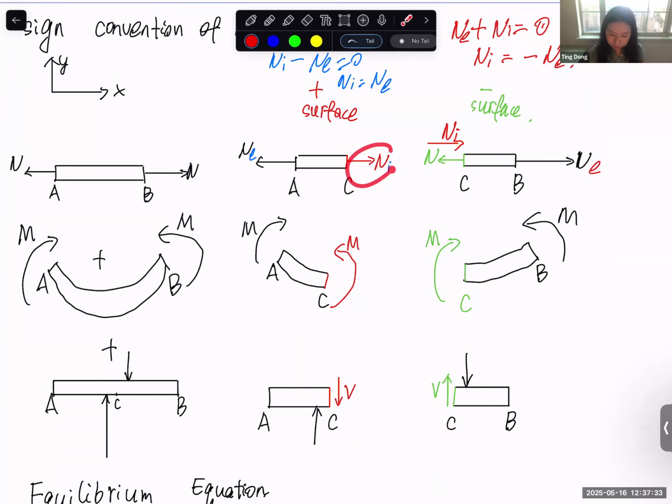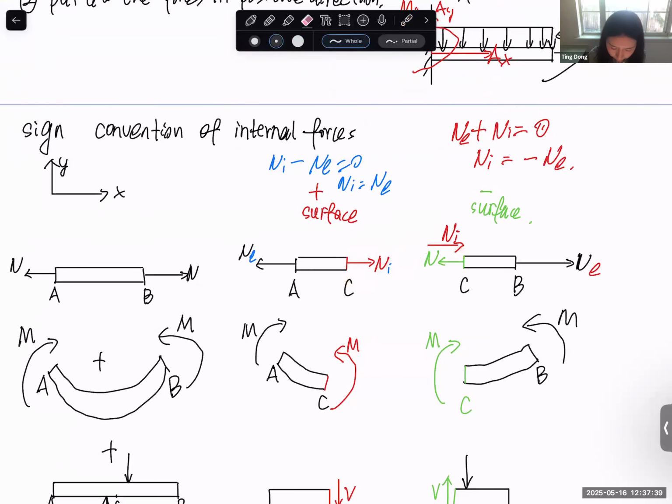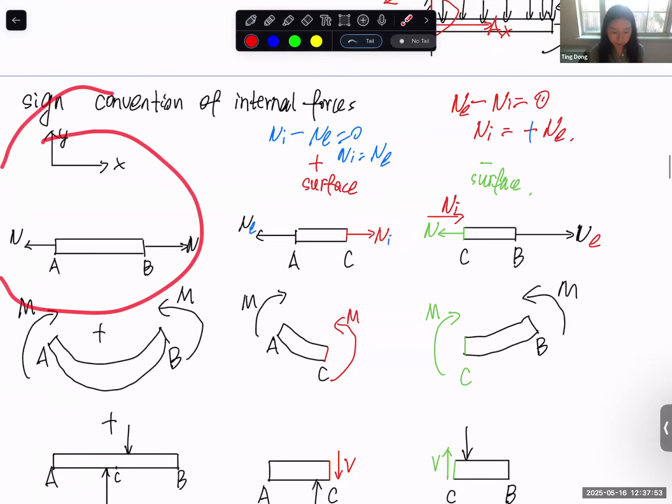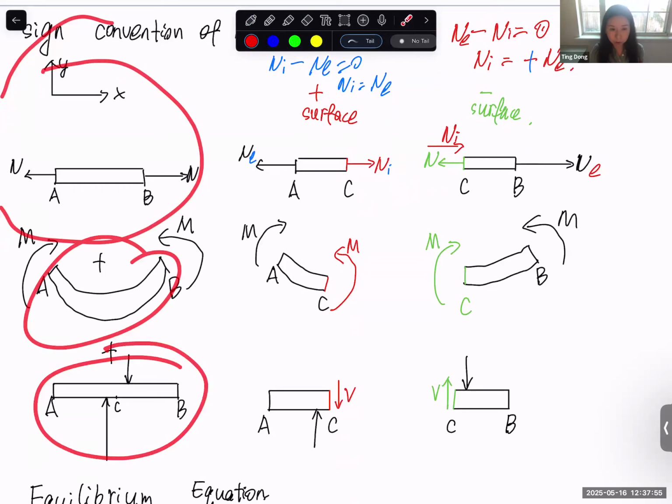Only in this way, let's say this is on the positive surface, this is on the negative surface. We follow this sign convention. Now we have everything correct. So no matter whether I choose the left side or the right side, I always get a positive value, and it always represents the tension situation. And the same thing for bending, same thing for the shear.